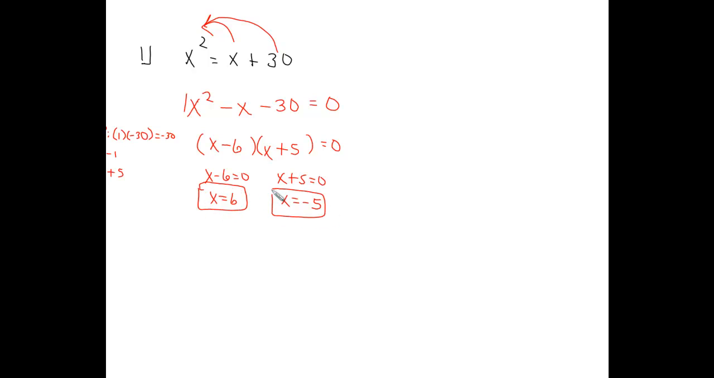To check these answers to verify that this is true, just plug each one individually into the problem. The first one, 6 squared, is equal to 6 plus 30. Is that true? Well, 36 is equal to 36, so this is true. Plug in the second value to see if that is true. Negative 5 squared, is that equal to negative 5 plus 30? Well, 25 is equal to 25, so this is also true.